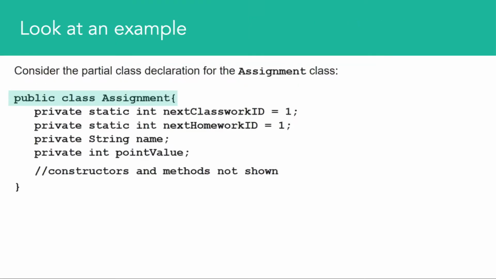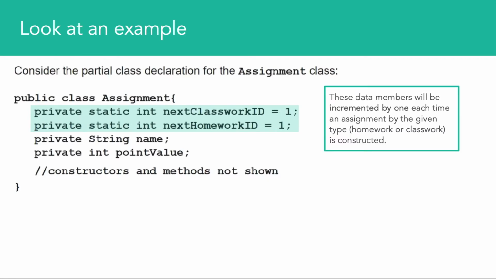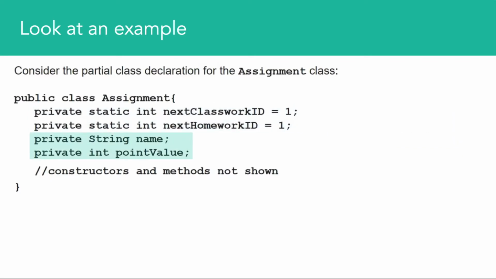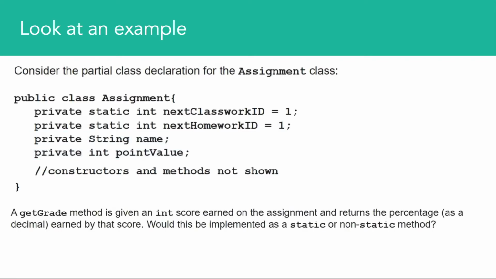Consider the partial class declaration for the assignment class. We have the header, public class assignment, two private static variables, next classwork ID and next homework ID, both initialized to 1. These data members will be incremented by 1 each time an assignment by the given type, homework or classwork, is constructed. And we have two private instance variables, a string name and an integer point value. A getGrade method is given an integer score earned on an assignment and returns the percentage as a decimal earned by that score. Would this be implemented as a static or non-static method?